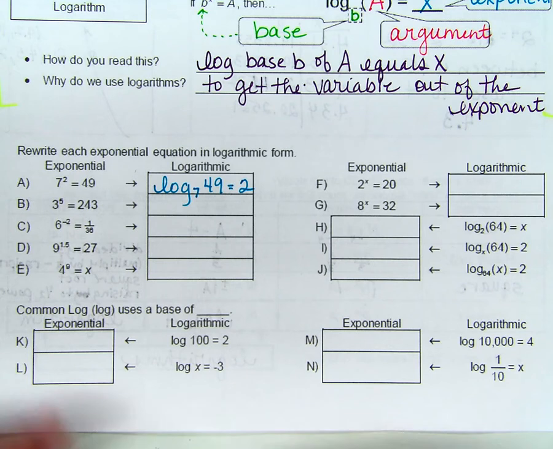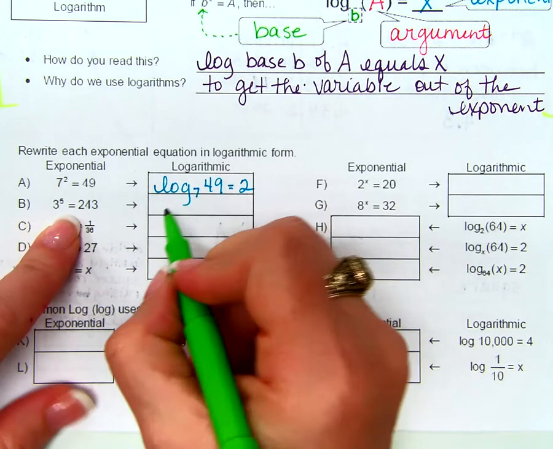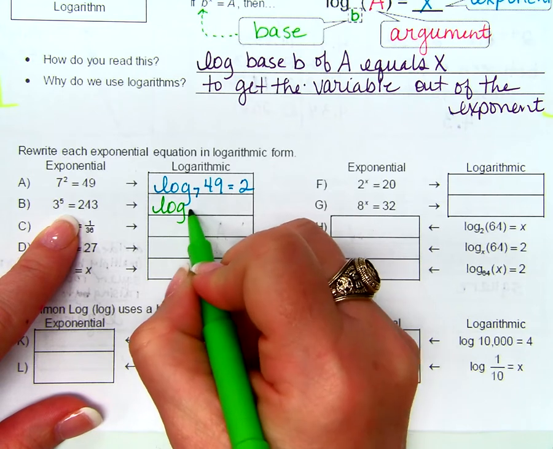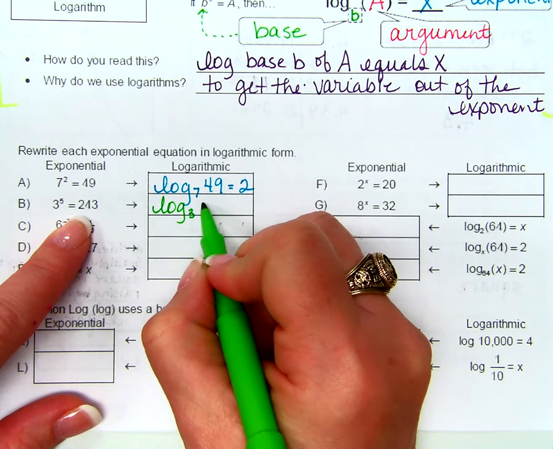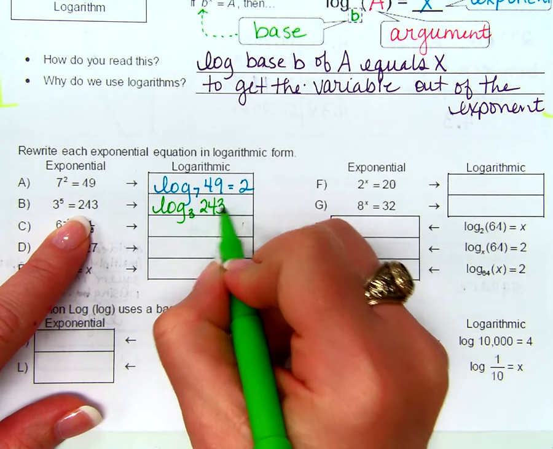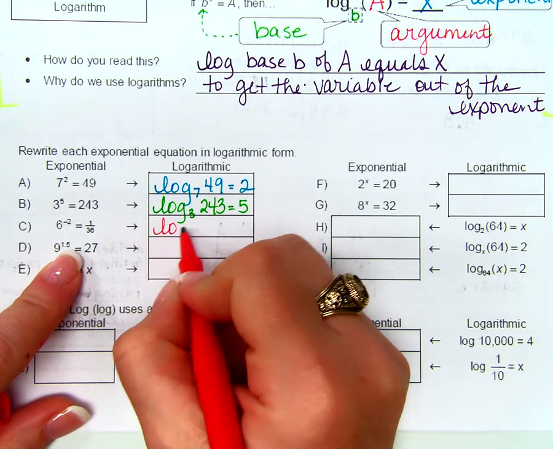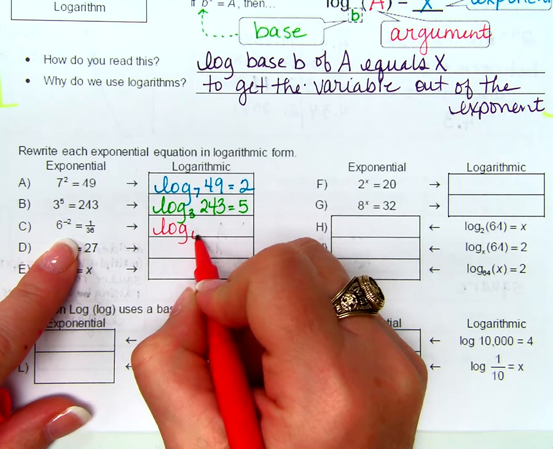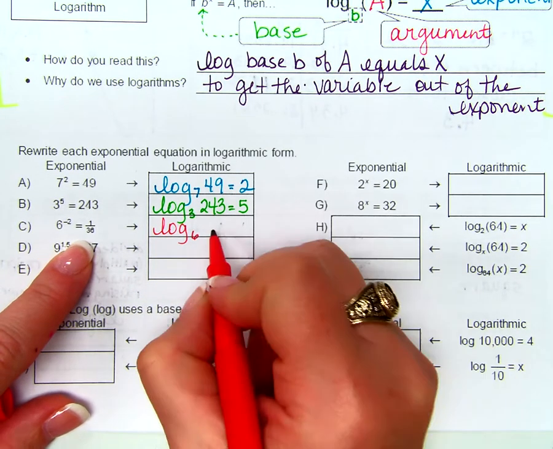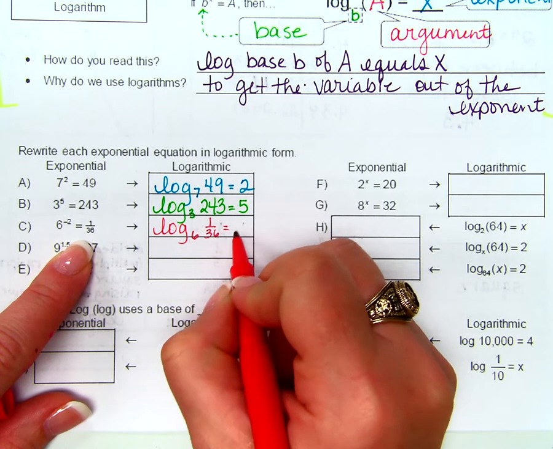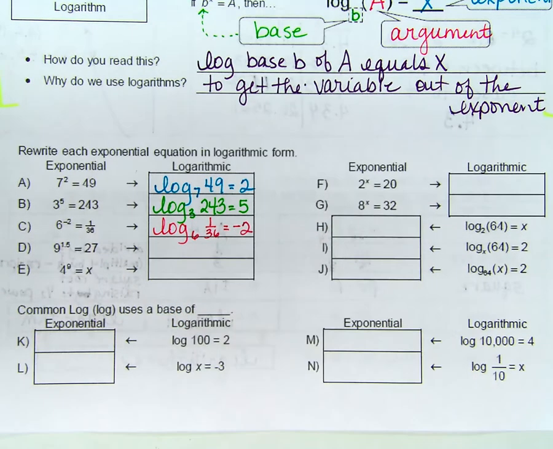What about b? What do I write first? Log base 3 of 243 equals 5. Log base 6 of 1/36 equals -2. Got it?